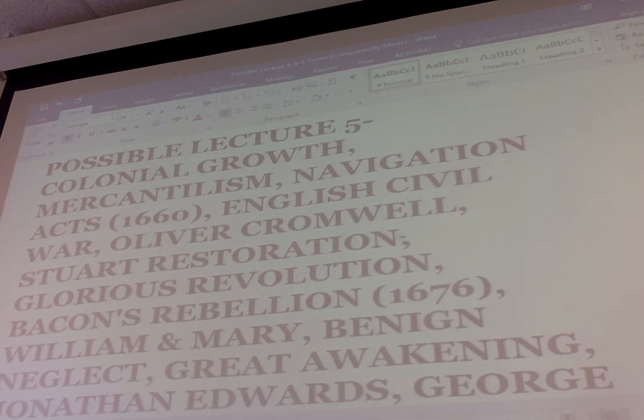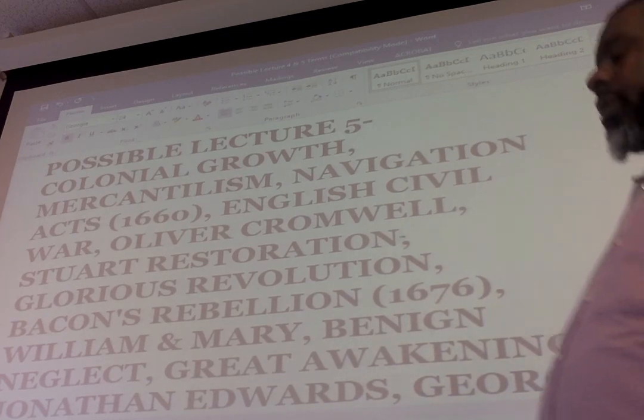So how do we get to this point? Well, part of it you could say, and I will argue, part of it is that these colonies are growing up. These colonies are growing up. They are going to start to question the relationship with the mother country. They're going to start to question the relationship with the mother country, as we will see.